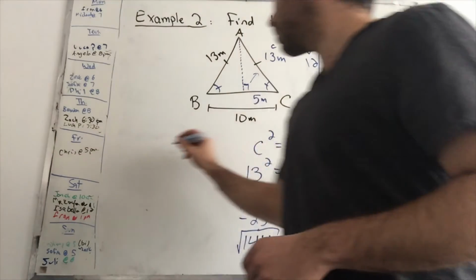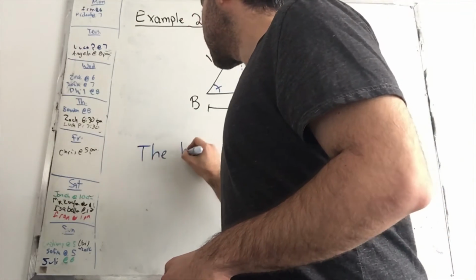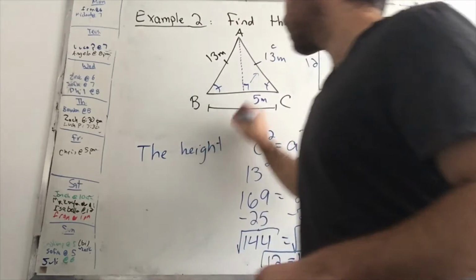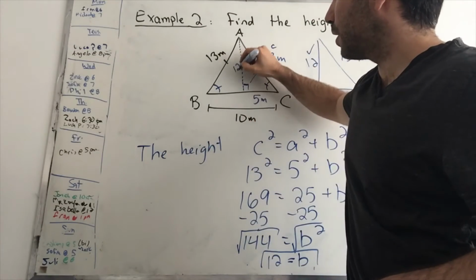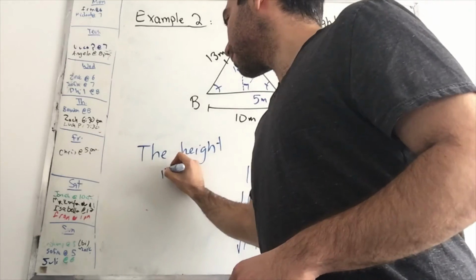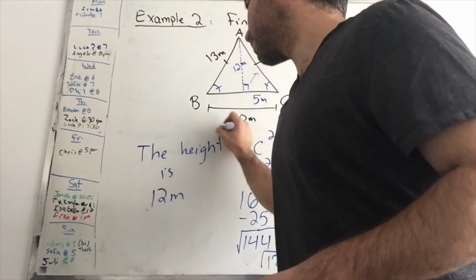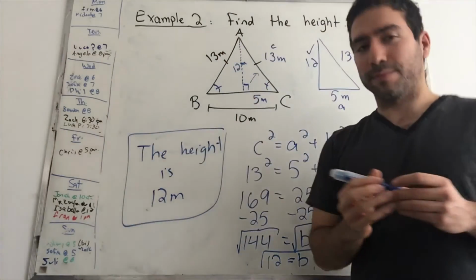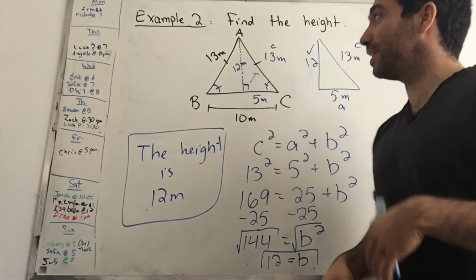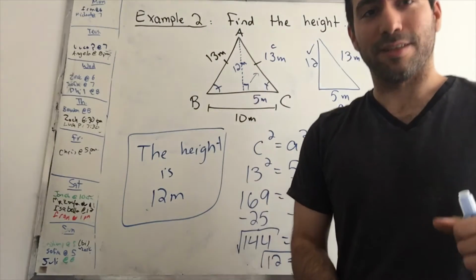So the height of the triangle, this dotted line that we drew, is 12 meters. Okay, hope this helps, and we'll see a similar example in the next video.